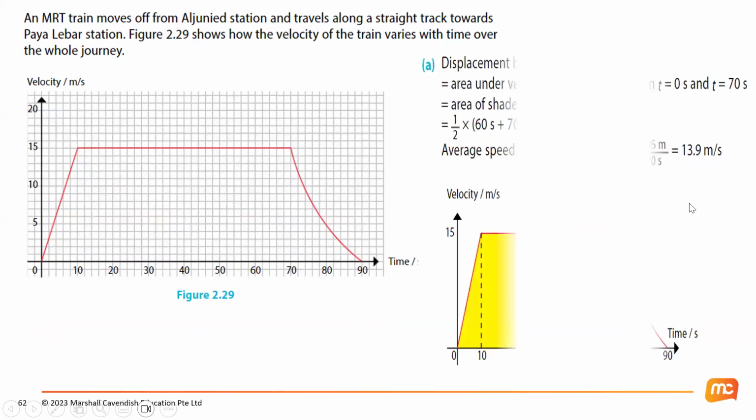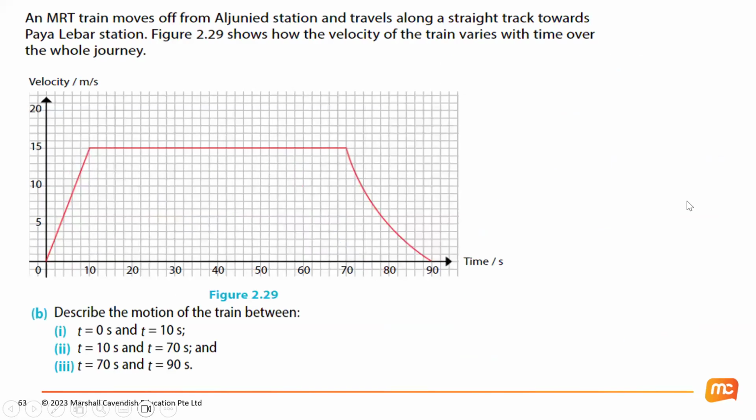Okay, next one, part B. Describe the motion of the train. They have already helped you segment it: 0 to 10 seconds is one motion, 10 to 70 is one motion, and 70 to 90 is another motion. Whenever I want to describe, please think of the gradient. What does the gradient of a velocity-time graph give you? It gives you the acceleration.